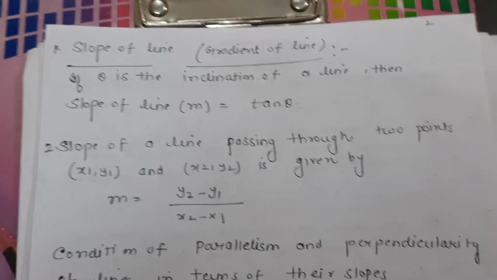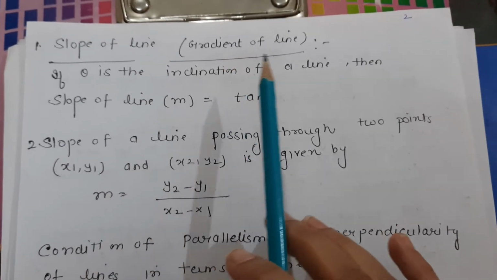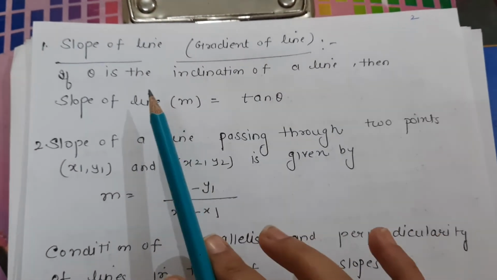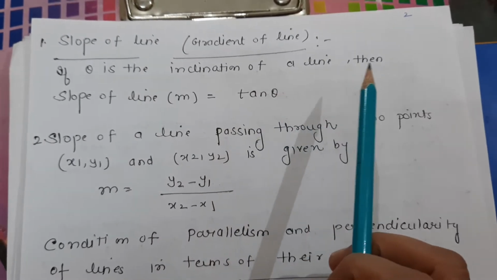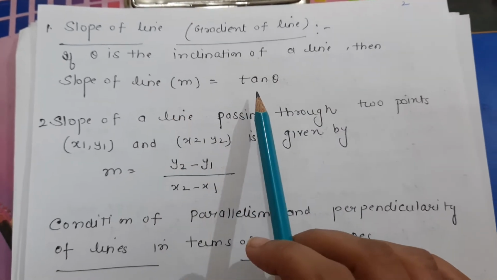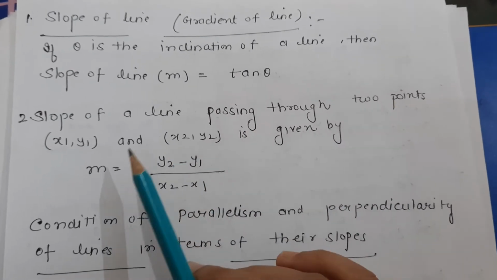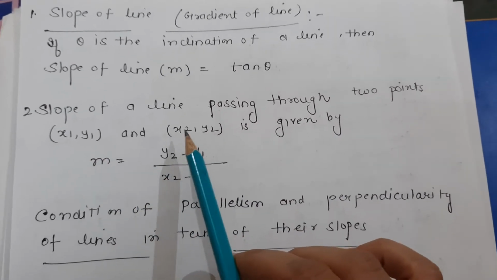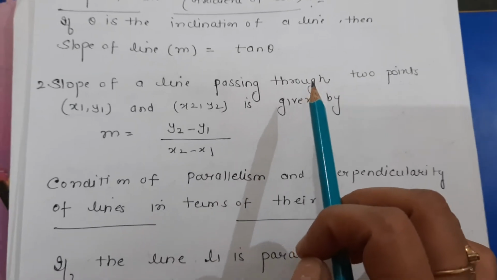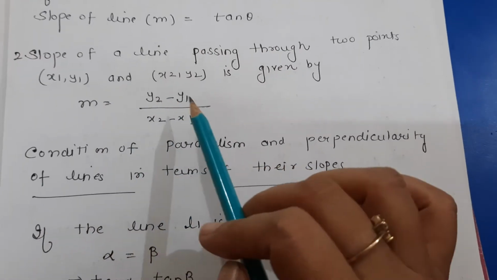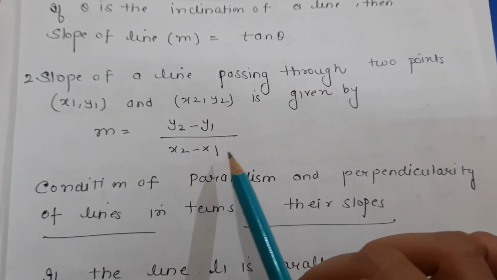direction. So the slope of a line or the gradient of a line, if theta is the inclination of the line, then its slope is given by tan theta. The second formula, the slope of a line which passes through 2 points x1 y1 and x2 y2 is given by (y2 minus y1) upon (x2 minus x1).